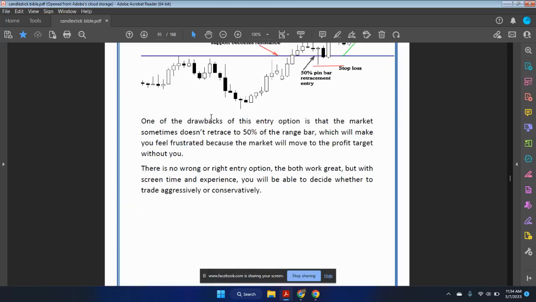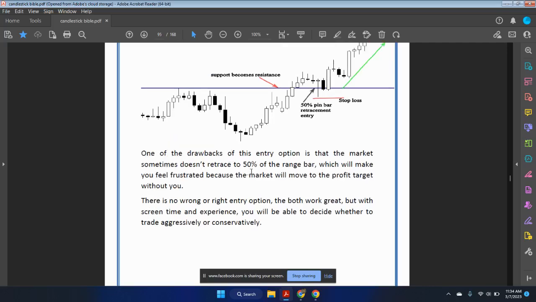And it says one of the drawbacks of this entry option is that the market sometimes doesn't retrace to 50% of the range bar, which will make you feel frustrated because the market will move to the profit target without you. There is no wrong or right entry option. They both work great, but with screen time and experience, you will be able to decide whether to trade aggressively or conservatively.